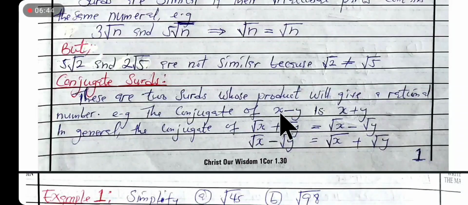E.g., the conjugate of x minus y is x plus y. So the only thing to do if you want to find a conjugate of a set of surds is to change the sign to the opposite. If it is plus, it changes to minus. If it is minus, it changes to plus. So in general, the conjugate of root x plus root y is root x minus root y. The conjugate of root x minus root y is root x plus root y. Okay, so this is how to find a conjugate of a set of surds.